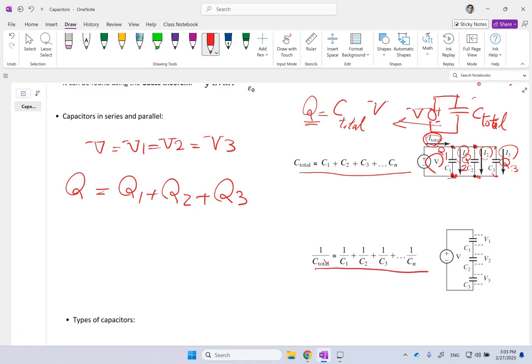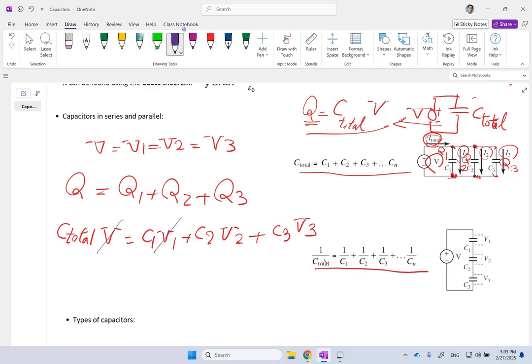Now Q, you know, is equal to C times V based on the relation. So Q total is C total times V. Q1 is C1 times V1. This is C2 times V2, and this is C3 times V3. But guess what? The voltages are all the same, so I can get rid of them. And there we go. C total is C1 plus C2 plus C3. You see? Not a big problem. Okay? So clearly, that's how you show sum of the individual ones is C total.